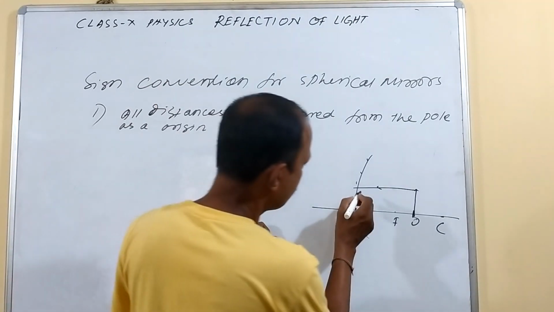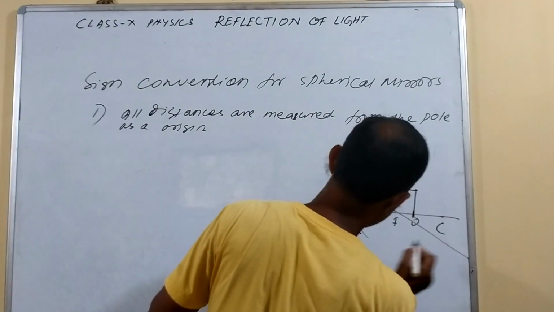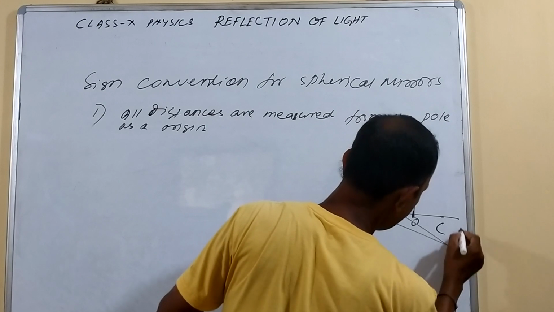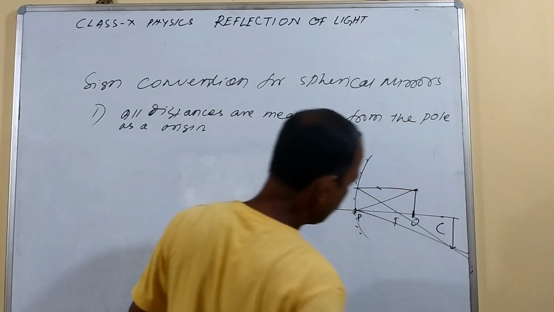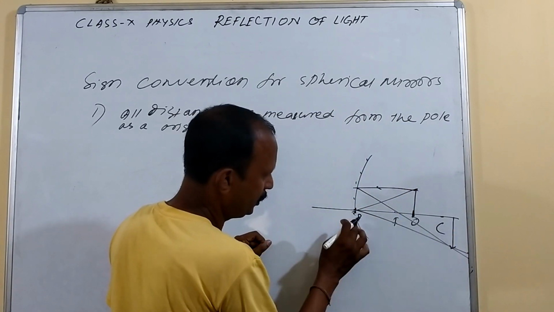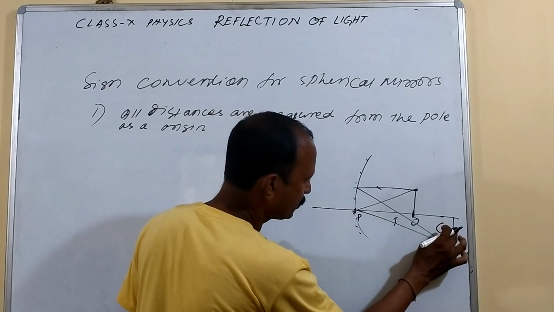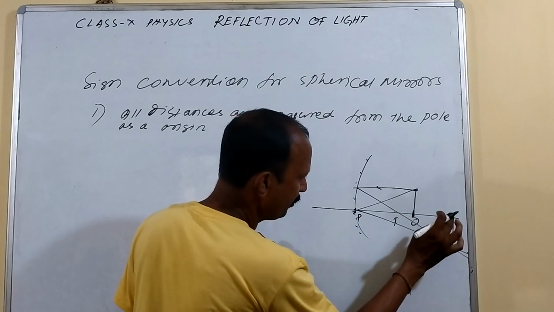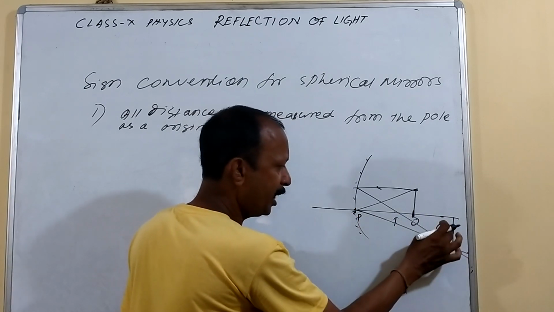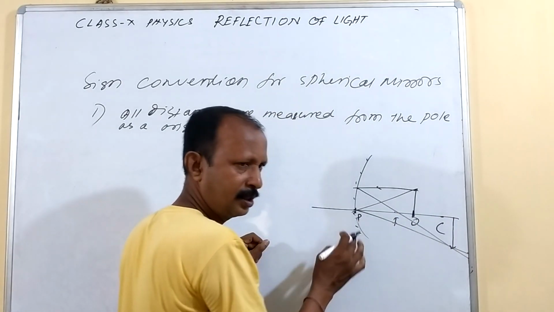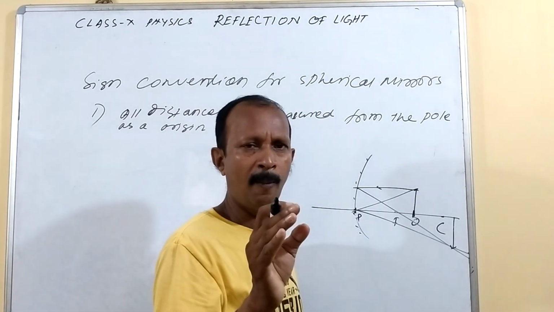Suppose the image forms here. This is the image. This is the pole. I shall measure the image distance from pole to image, not from image to pole. The distance may be the same, the magnitude the same, but the directions are opposite.